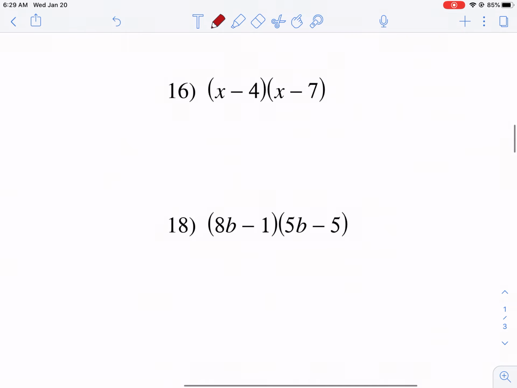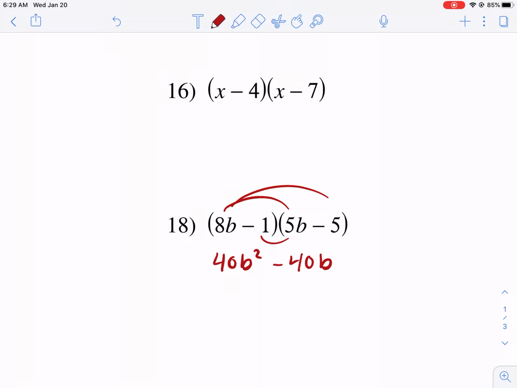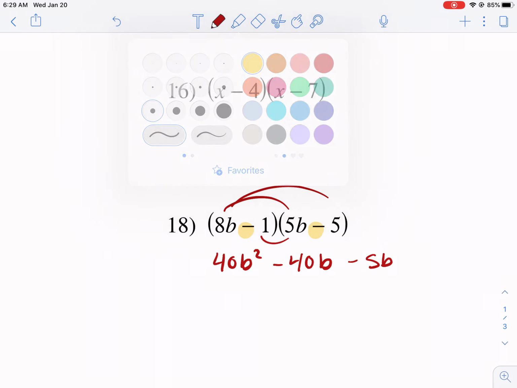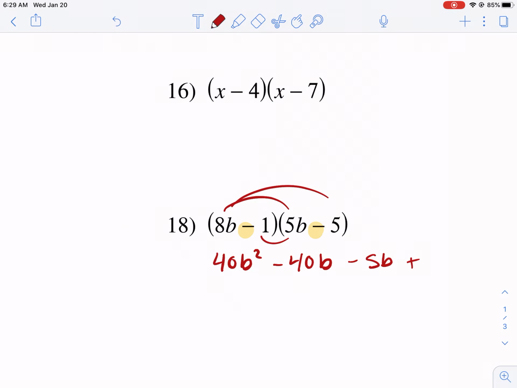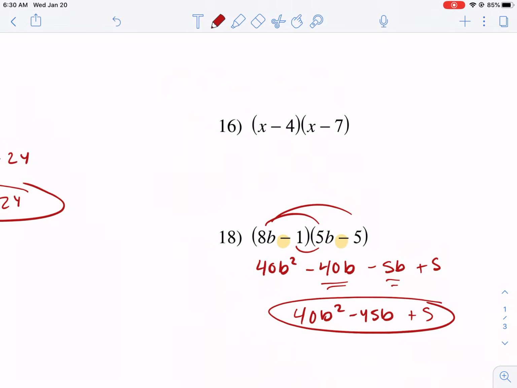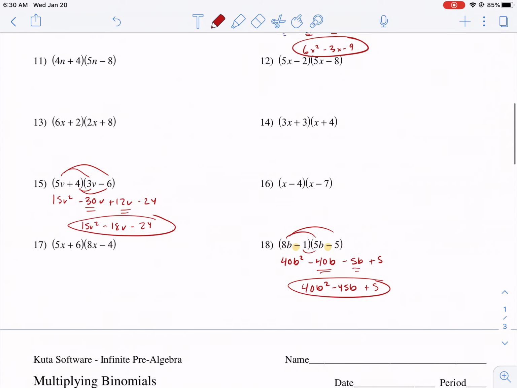Okay, let's just do a couple more for you guys. You're probably sick of this already, but just in case, 40b squared, then we get minus 40b, and then I get negative 5b. You got to be careful when there's negatives, okay? Anytime you see negatives, just be careful with it. So we get negative 5b plus 5. Negative times negative is a positive. Be very careful with that. So we have middle terms we're going to combine. 40b squared minus 45b plus 5. There's our answer. Those are the answers down there.